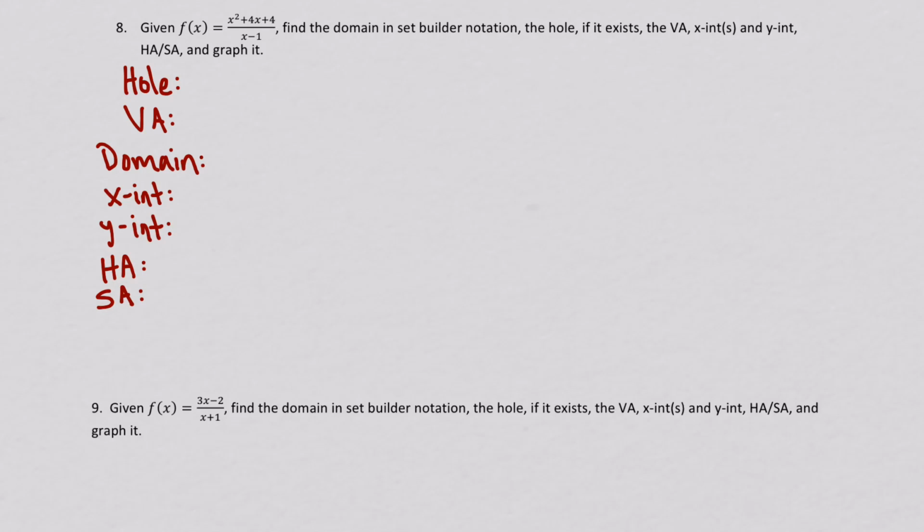Okay. So first, once again, like in the other ones, I'm going to write it in factored form. So it's going to be f of x is equal to, I'm going to factor the numerator, x plus 2, x plus 2. Trust me on that one. You can do that yourself. I know you know how to do that. And the denominator is just x minus 1.